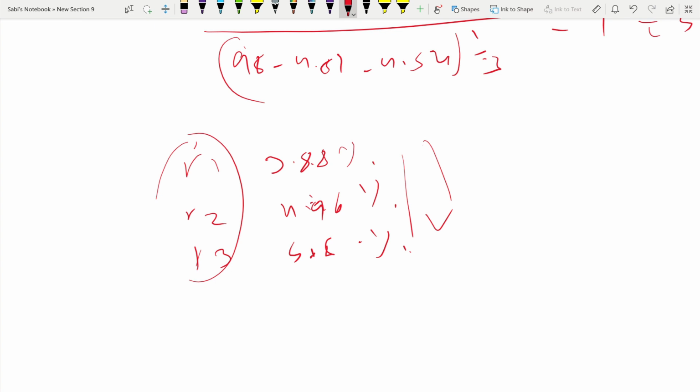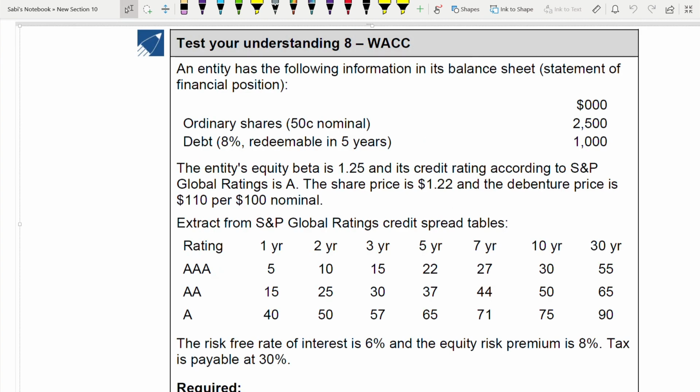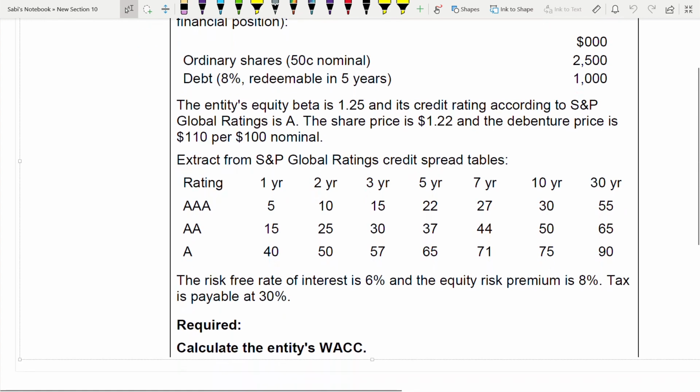So now, what else? Let's go to the next question. Test your understanding 8. In this question, we are going to calculate WACC. That means all your understanding. This is the final question in this lecture under WACC. So, regarding all what you have studied in your cost of equity, cost of debt, now you need the understanding to calculate WACC using both the knowledge. Okay. So, let us first read the question.